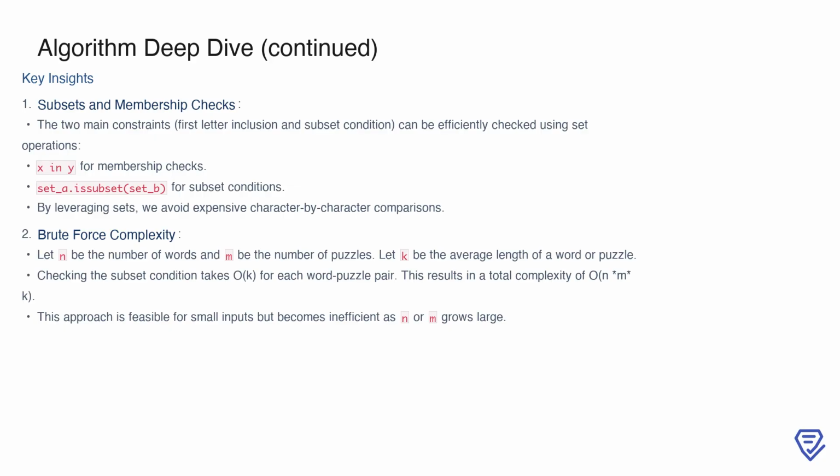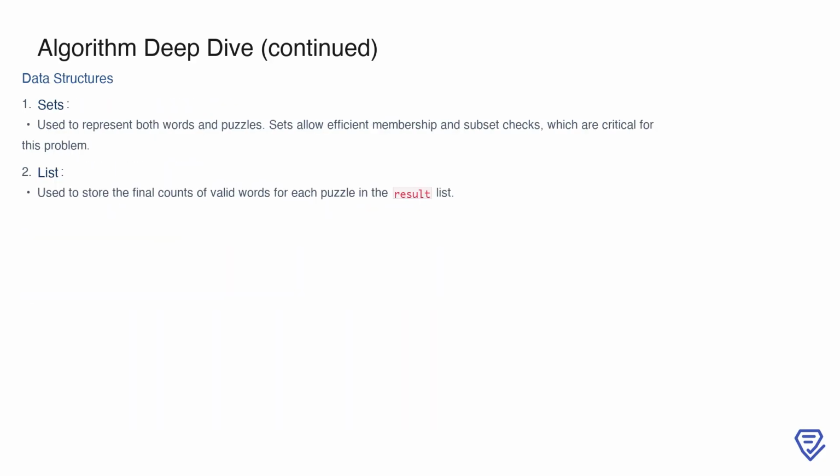The choice of data structures plays a crucial role in implementing this algorithm effectively. Sets are the backbone of this solution because they allow efficient membership and subset checks, which are essential for verifying the problem's constraints. By representing both words and puzzles as sets, we can leverage these operations to simplify our logic and avoid unnecessary computations. Additionally, a list is used to store the counts of valid words for each puzzle. This result list serves as the final output of our algorithm, where each element corresponds to the number of valid words for the respective puzzle in the input.